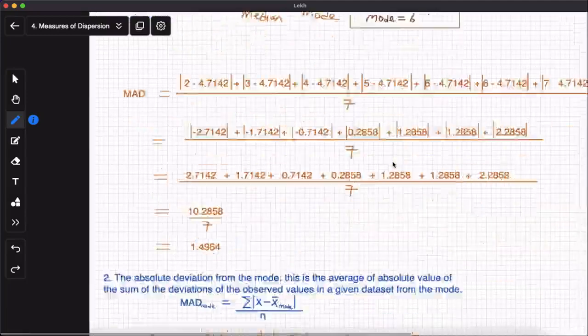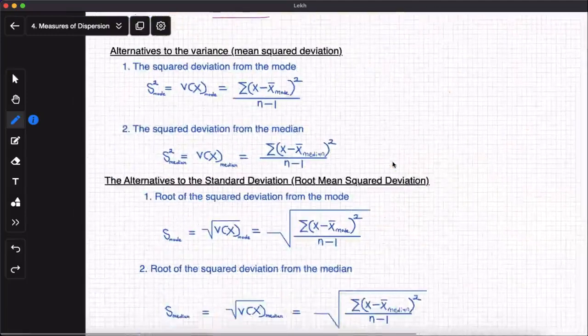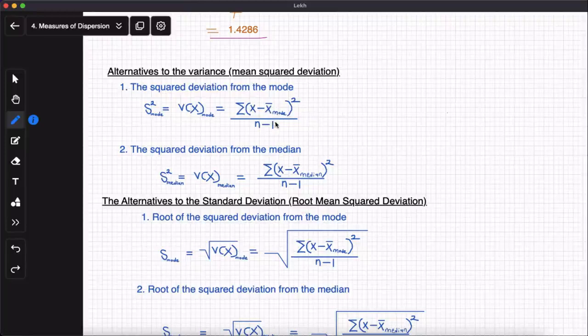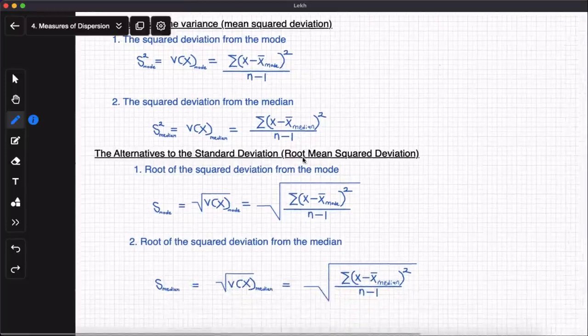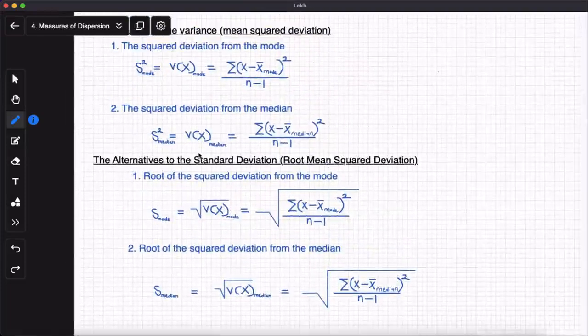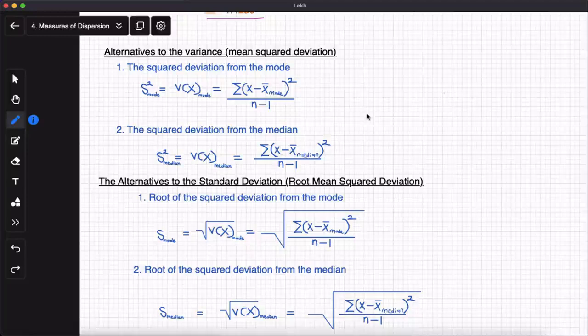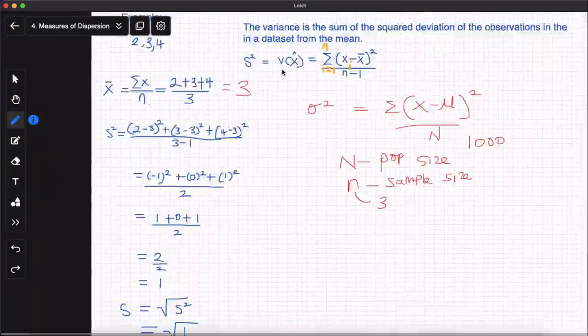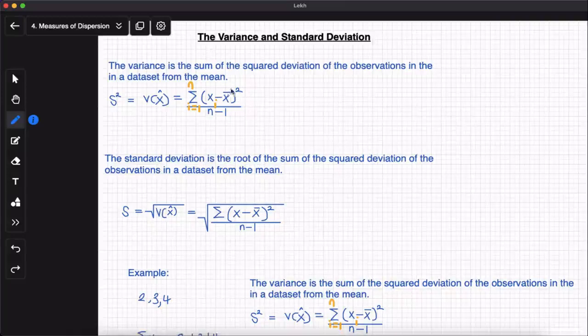Going by that, we may use the mode in place of the mean in our formula, and this is what we are going to have. And we may use the median in place of the mean, and this is what the formula will become. Nonetheless, I want you to know that what is ideal when you're looking for the variance is to use the initial formula, this one, where you use the mean and not the median or the mode.